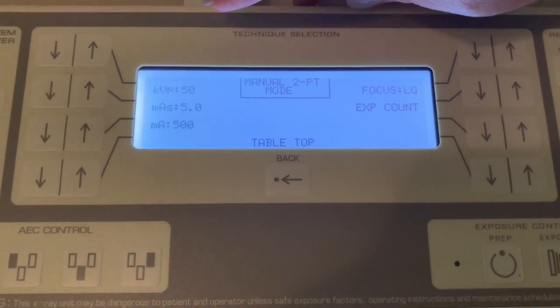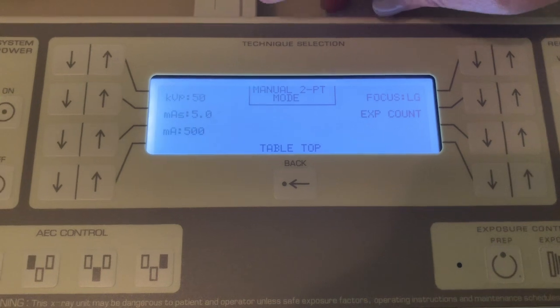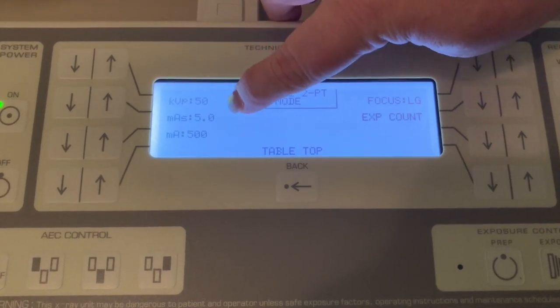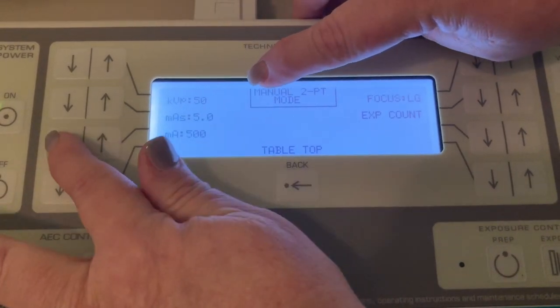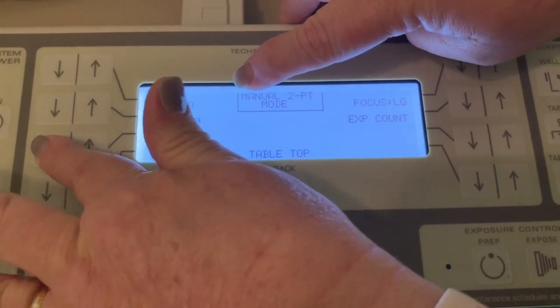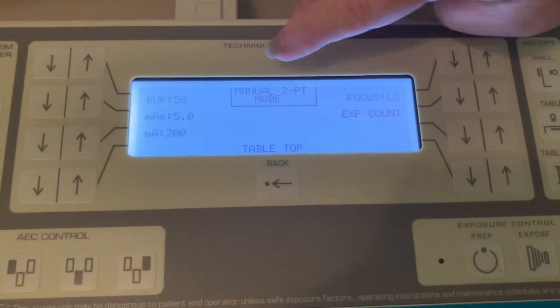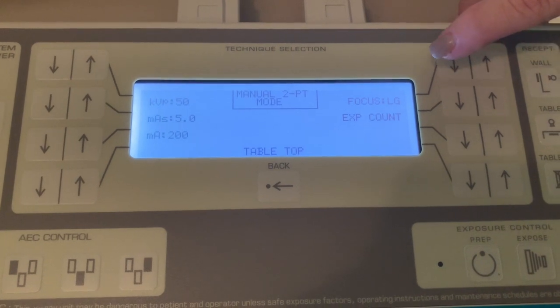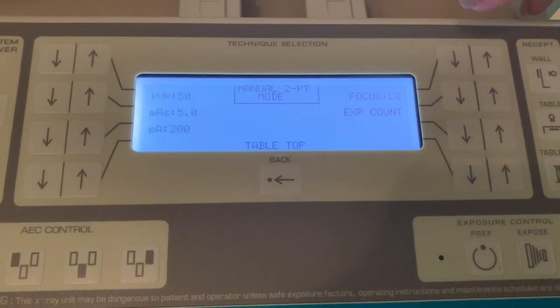So we're gonna do group 1 first. It's 50 kVp, 5 mAs, and it keeps wanting to revert back to 500 mA, but we're gonna do 200. Large focal spot, because we're gonna be going up higher as we go along. Okay, we're all set up there.